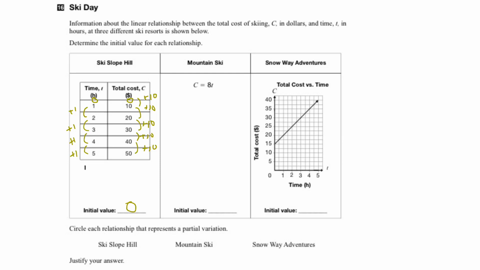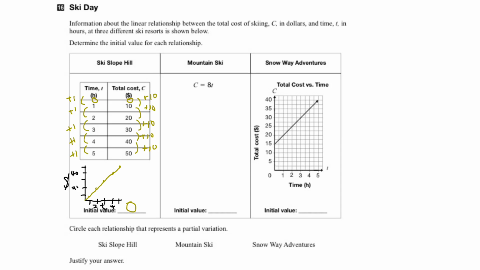If we weren't sure, we could always graph it. Let's do a little mini graph here. Okay, if we start plotting the points, say 1, 2, 3, 4, 5 hours, and then this would be 10, 20, 30, 40, $50. So for 1 hour it's $10, for 2 hours it's $20, for 3 hours it's $30, for 4 hours it's $40, 5 hours it's $50. And if we join those dots, we get a straight line. And then we look, where does it cross the vertical axis here? It crosses right at 0, so our initial value is 0.